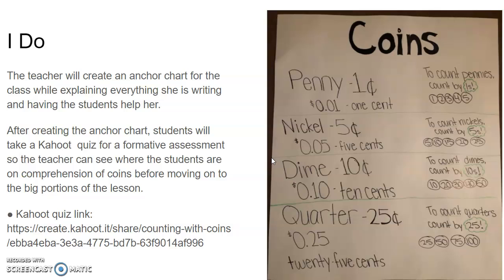After creating the anchor chart together, that'll just be kind of an introduction and get their brains going, and get them ready to take the Kahoot quiz for the formative assessment. This will let me know their comprehension of coins before we move on to the rest of the lesson.